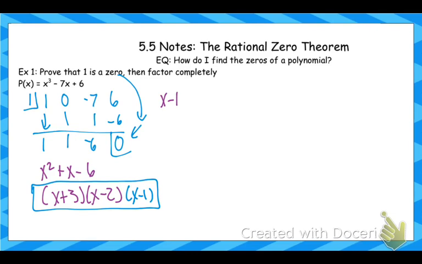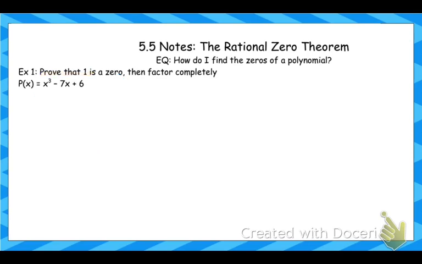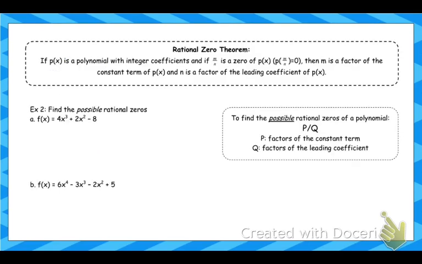So what we're going to do today, though, is figure out what to do if it doesn't give me that 0 to start. And in order to do that, we're going to use something called the rational zero theorem. The rational zero theorem is what's listed right here. Basically what this means is summed up in this second box: if you have a polynomial, all of the possible rational zeros can be found using the factors of the constant term and the factors of the leading coefficient.